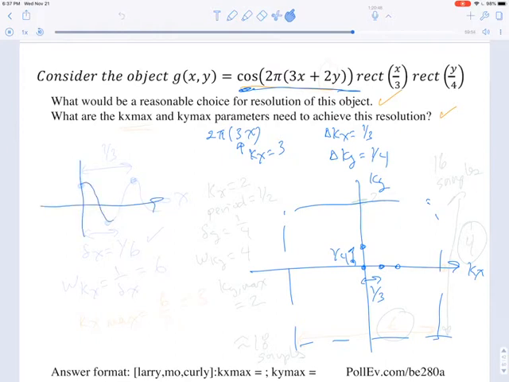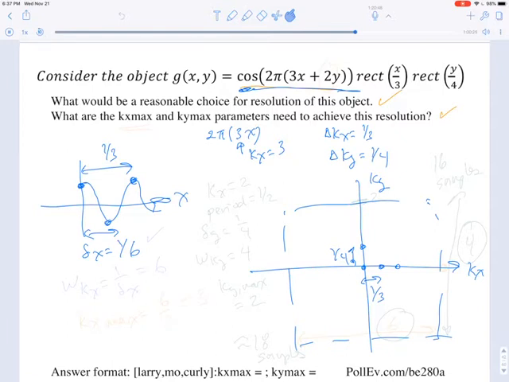So we have a cosine in the x direction that has a period of 1/3, right? So if I have something with a period of 1/3, so it's going up and down, what would be a reasonable interval to sample that at? 1/6, right? Every other, so you get the peaks. So probably what you want to do is make delta x equal 1/6, okay?